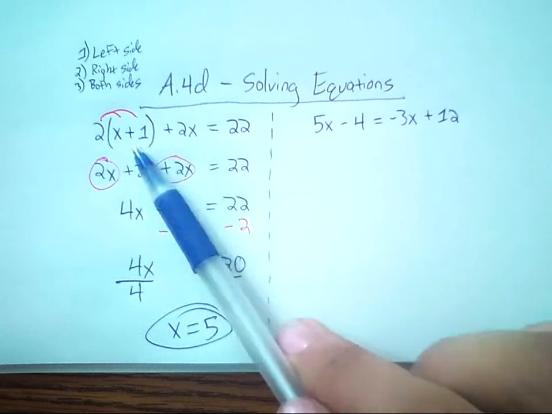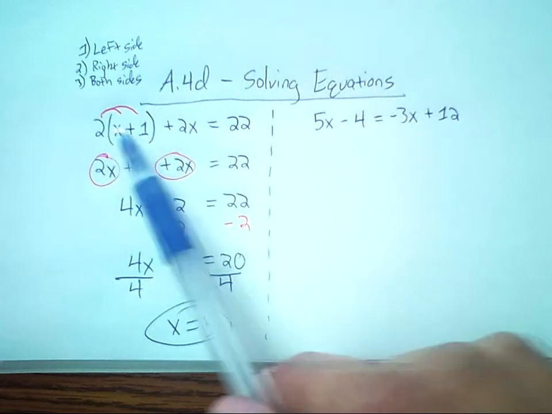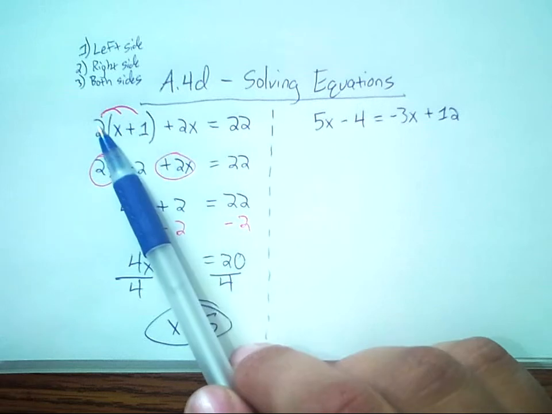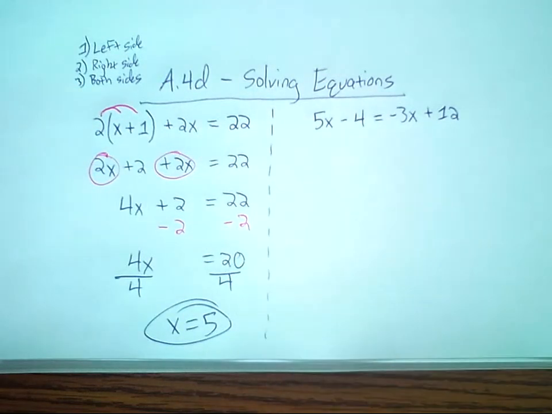Now, an awesome way to check to make sure you're doing this right is once you get your answer, plug it in. If I clean this up, it better equal 22 in this case. Let's see. 5 plus 1 is 6. 6 times 2 is 12. 2 times 5 is 10. 12 plus 10 is 22. I did it right. Go figure.